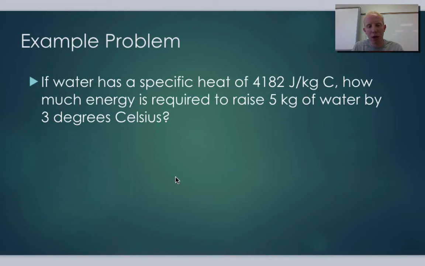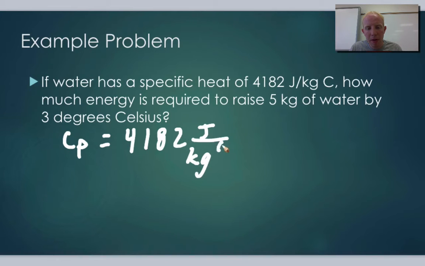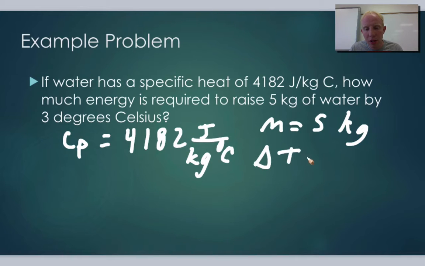So I have some water. I have 5 kilograms of it. I'm trying to get it 3 degrees hotter. How much energy do I need? What we're going to do is say, well, we know that the specific heat constant is given to us. It's 4,182 joules per kilogram degrees Celsius. We know that the mass is 5 kilograms, and we know that the change in temperature is 3 degrees Celsius. Then all we need to do is plug into that equation.